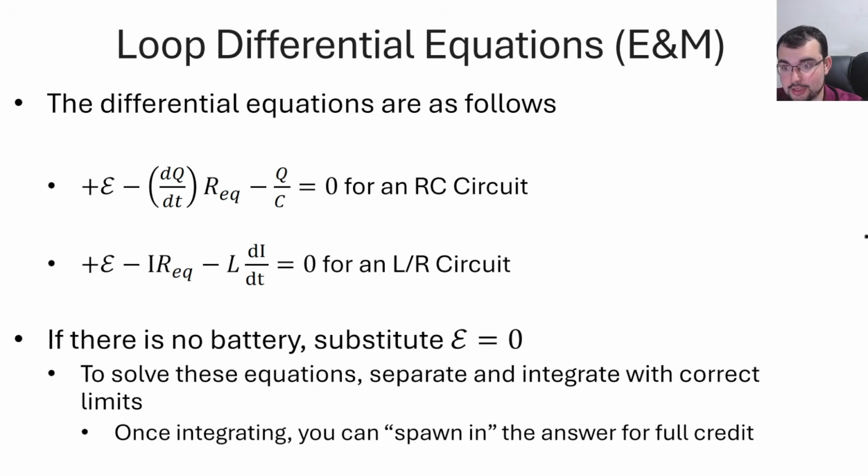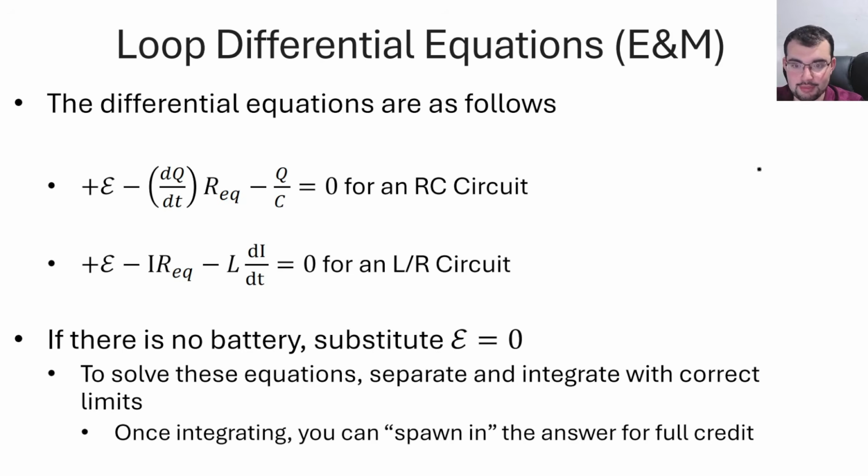Then for inductor circuits, it's the same idea. You gain some volts across the battery. You drop some volts across the resistor network. You drop some volts across the inductor, then you're back. There's no transforming needed here because you have I and dI/dt already. If there's no battery, substitute the battery EMF term as 0.